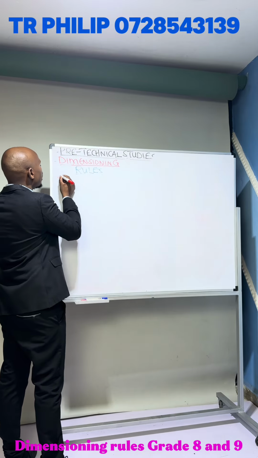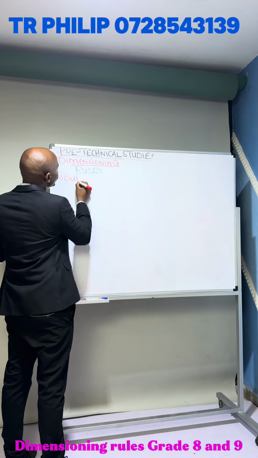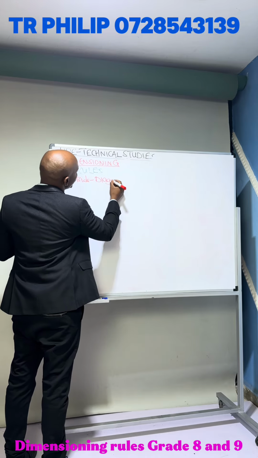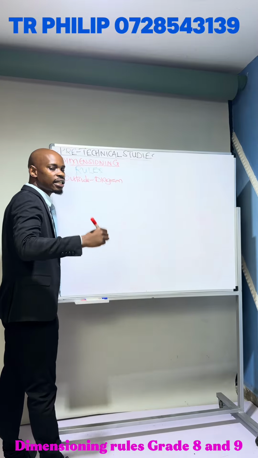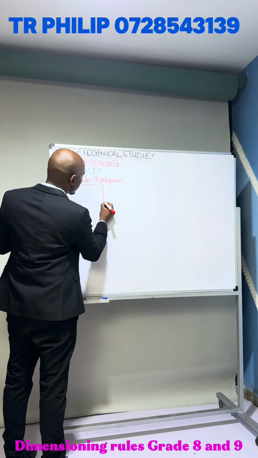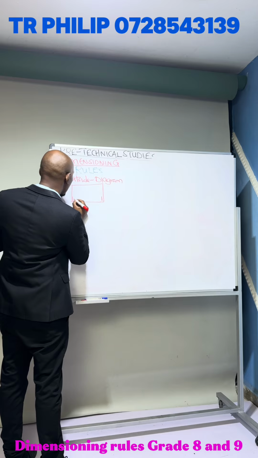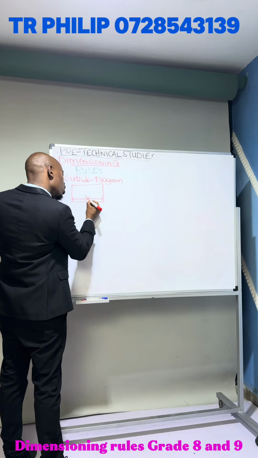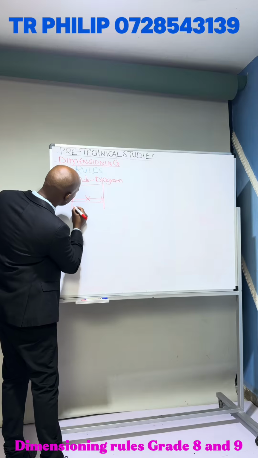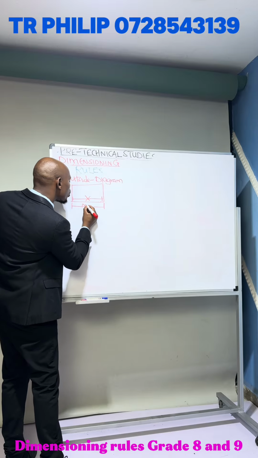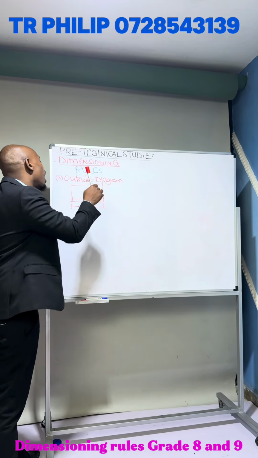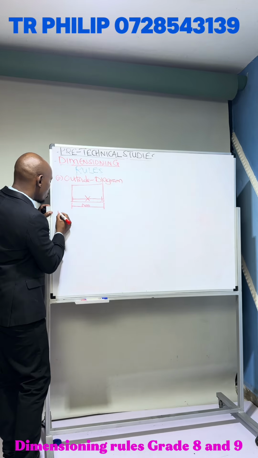Number one is that dimensioning should be done outside the diagram, outside the drawing. For example, if this is the figure you want to dimension, dimensioning should not be inside the diagram. The dimensioning should be outside the diagram. This is where you're supposed to dimension, not inside the drawing, outside. Rule number one.